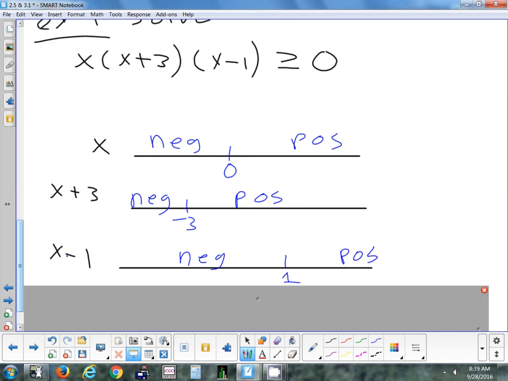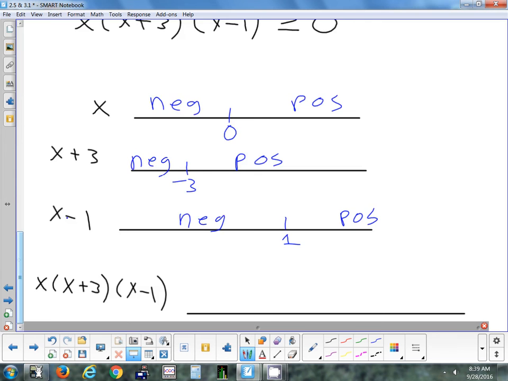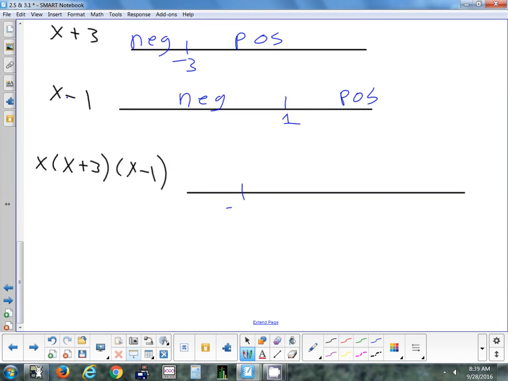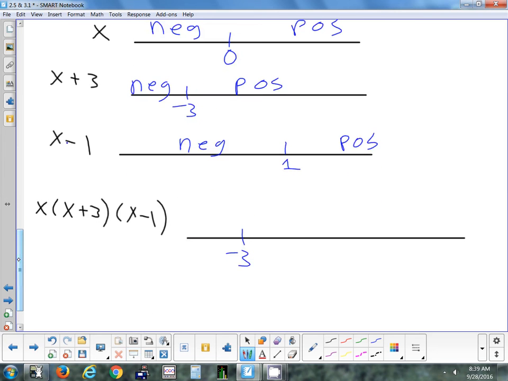So now we're going to put all that together on one number line. How many regions is this final number line going to have? It's going to have 4 regions. It's going to have numbers less than -3, between -3 and 0, between 0 and 1, and from 1 on to infinity.